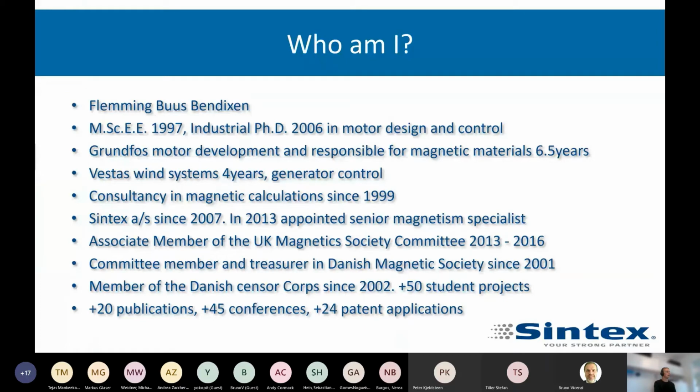So my name is Flemming Bendiksen, and I have a master's in electrical engineering and an industrial PhD in motor design and control. I've worked for both Grundfos and Vestas and in consultancy, and since 2007 I have worked for Syntex, and I am now a senior magnetism specialist. I was also on the committee for the UK Magnetic Society, and I am still treasurer in the Danish Magnetic Society.